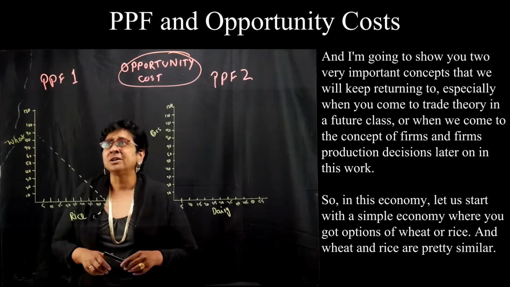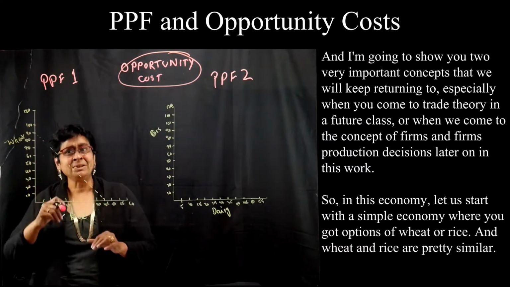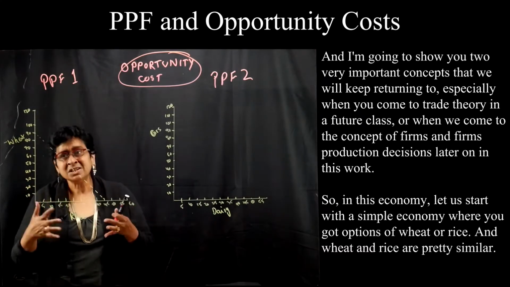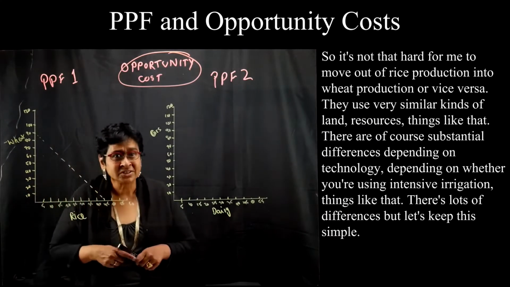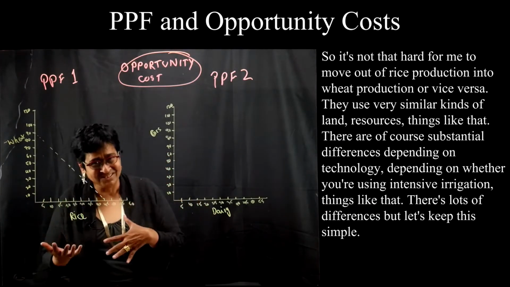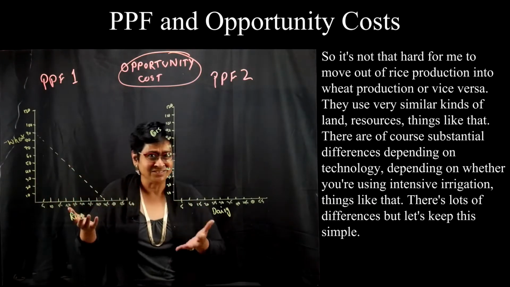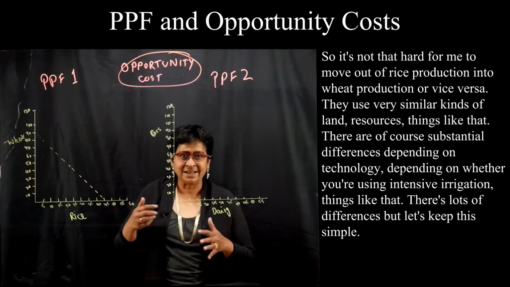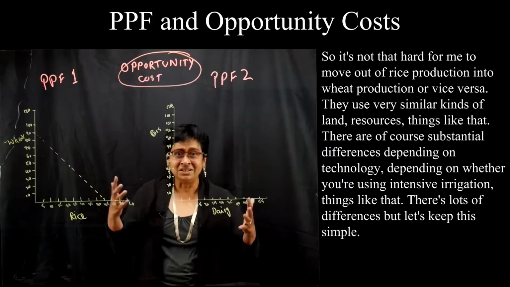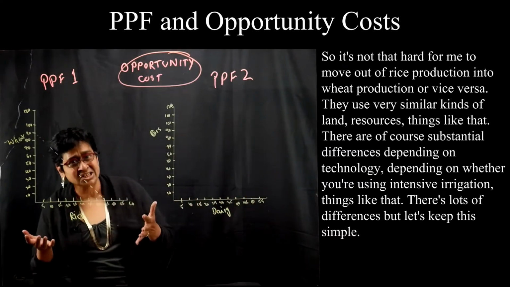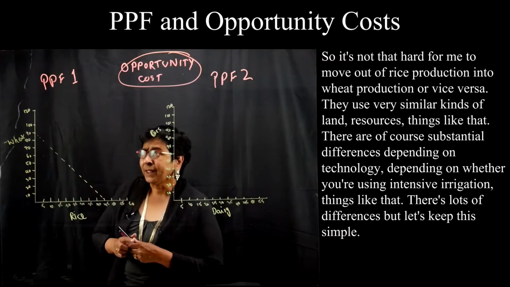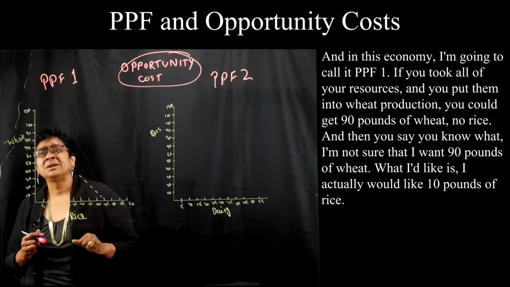So in this economy, let us start with a simple economy where you've got options of wheat or rice. And wheat and rice are pretty similar. So it's not that hard for me to move out of rice production into wheat production or vice versa. They use very similar kinds of land, resources, things like that. There are, of course, substantial differences depending on technology, depending on whether you're using intensive irrigation, things like that. There's lots of differences, but let's keep this simple. And in this economy, I'm going to call it PPF1.